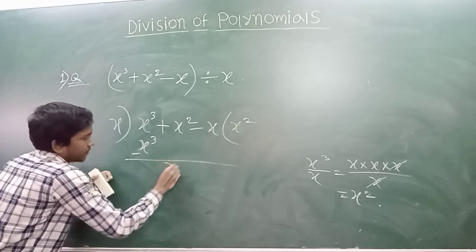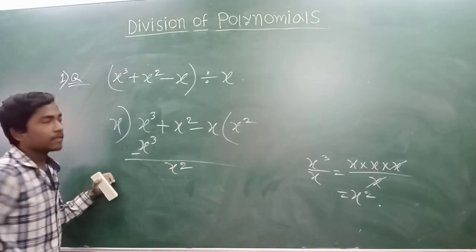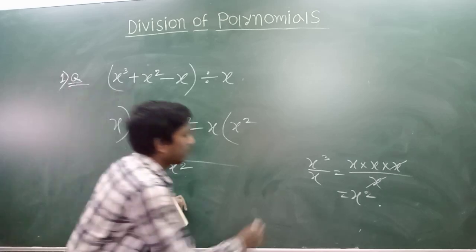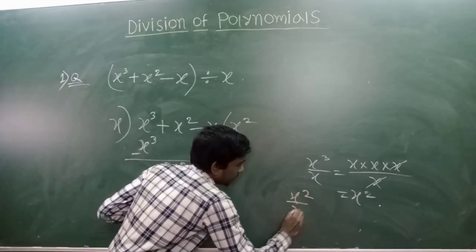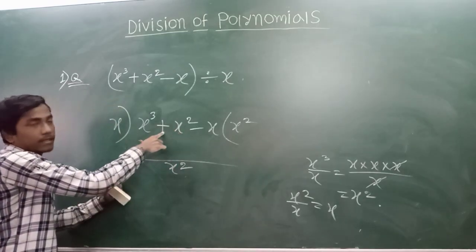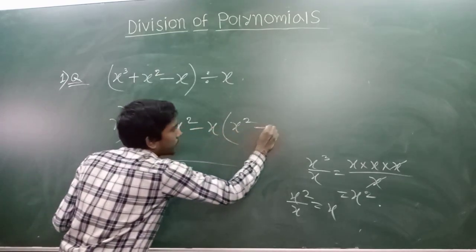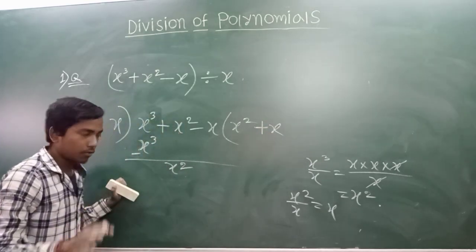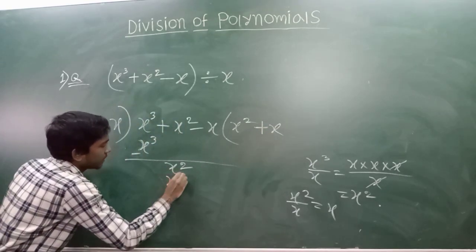Take this here and repeat the same process. Divide x squared by x. You will get x squared by x equal to x. So the sign of x squared is plus. We will write here plus, and the answer is x plus x. Okay students, so this becomes x squared.